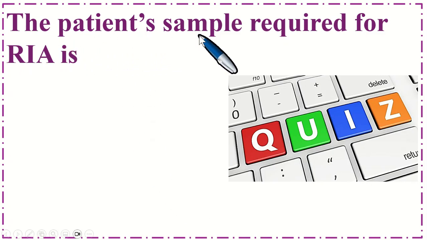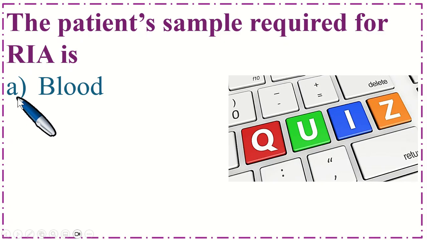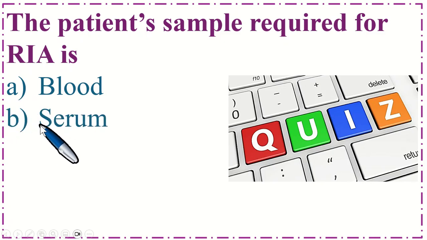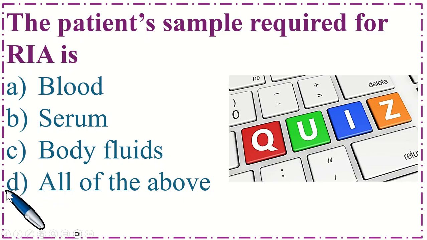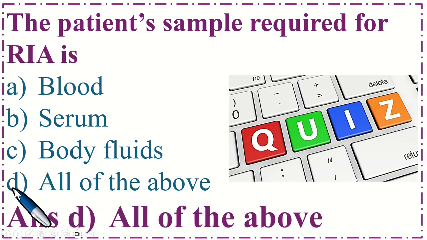The patient sample required for RIA is option A blood, B serum, C body fluid and option D all of the above. Correct option is D all of the above.